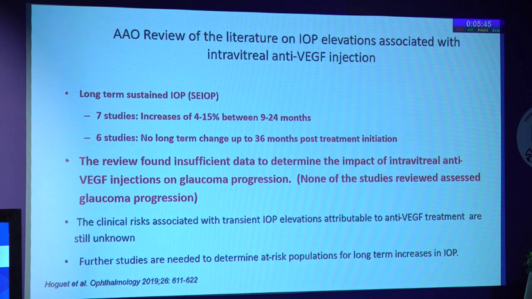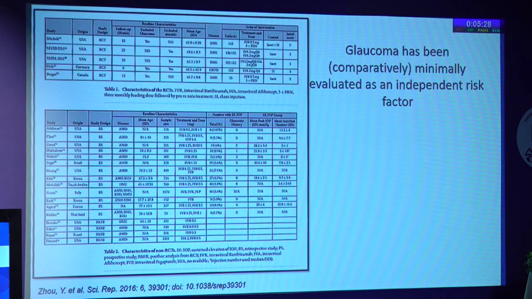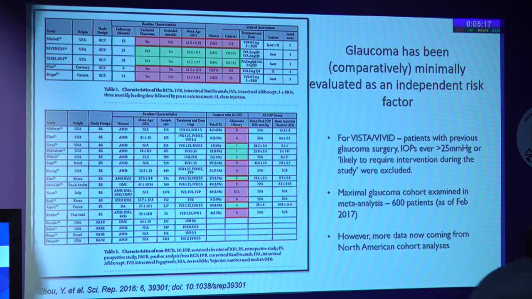The American Academy also tried to look at what happens with intraocular pressures in the long term, and they came up with basically no definitive answer. And there's also significant variability between studies because they use different criteria and different machines to check the intraocular pressure. So we really don't have much to go on, although some meta-analyses did try to address this, but you find that they didn't consider glaucoma as a risk factor and study that to see what happens.